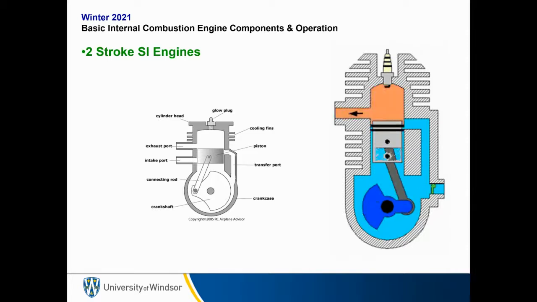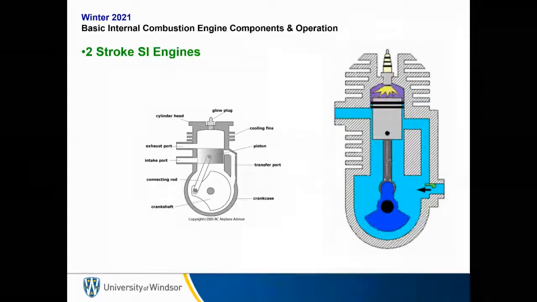Now, how do you go from four strokes to two strokes? Well, you have to combine different functions on different strokes. If you look at what this engine does, you can see that while it's going through its power stroke, so we have, say, compression, and then we have the power stroke. At the bottom of the power stroke, we actually have intake and exhaust happening at the exact same time.